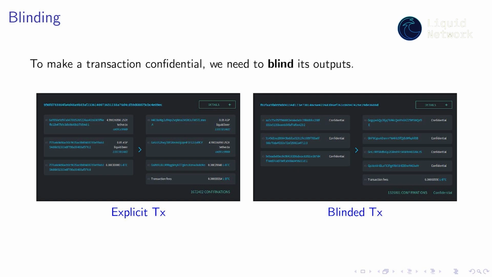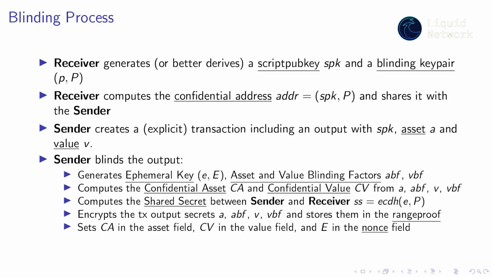So basically, the process of blinding starts with the receiver. The receiver generates a confidential address. This confidential address consists of a script key, which it derives from the Bitcoin descriptor side of the CT descriptor, and a blinding key pair, so a private blinding key and a public blinding key, which was derived by the descriptor blinding key side of the CT descriptor.